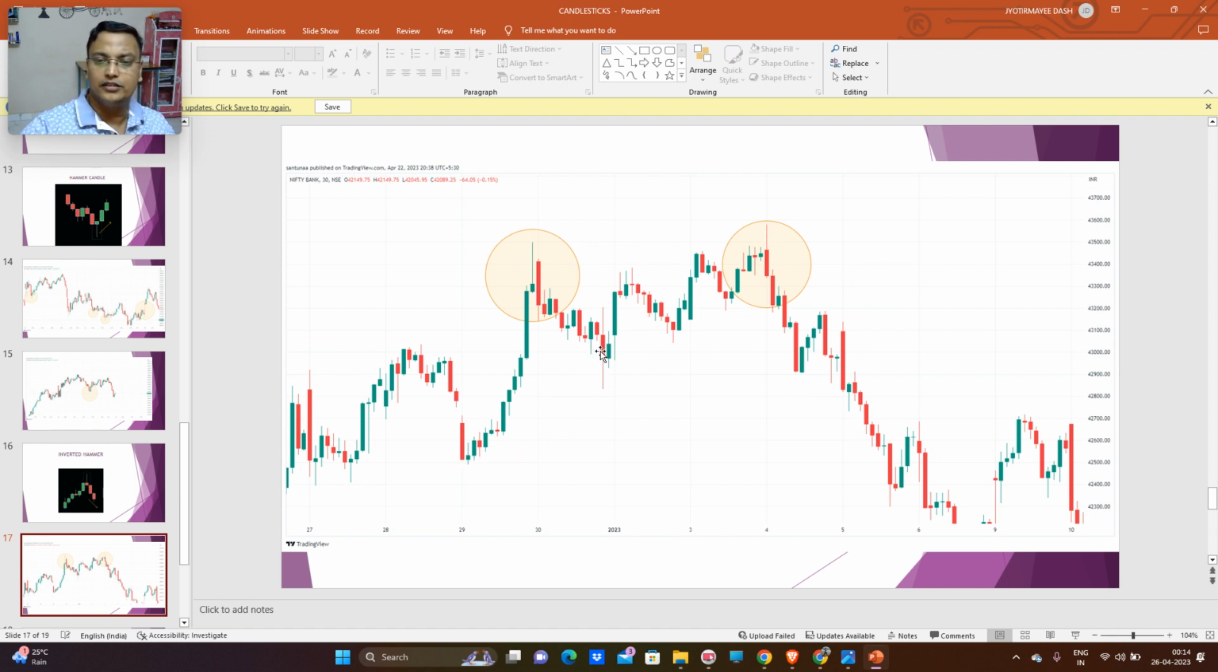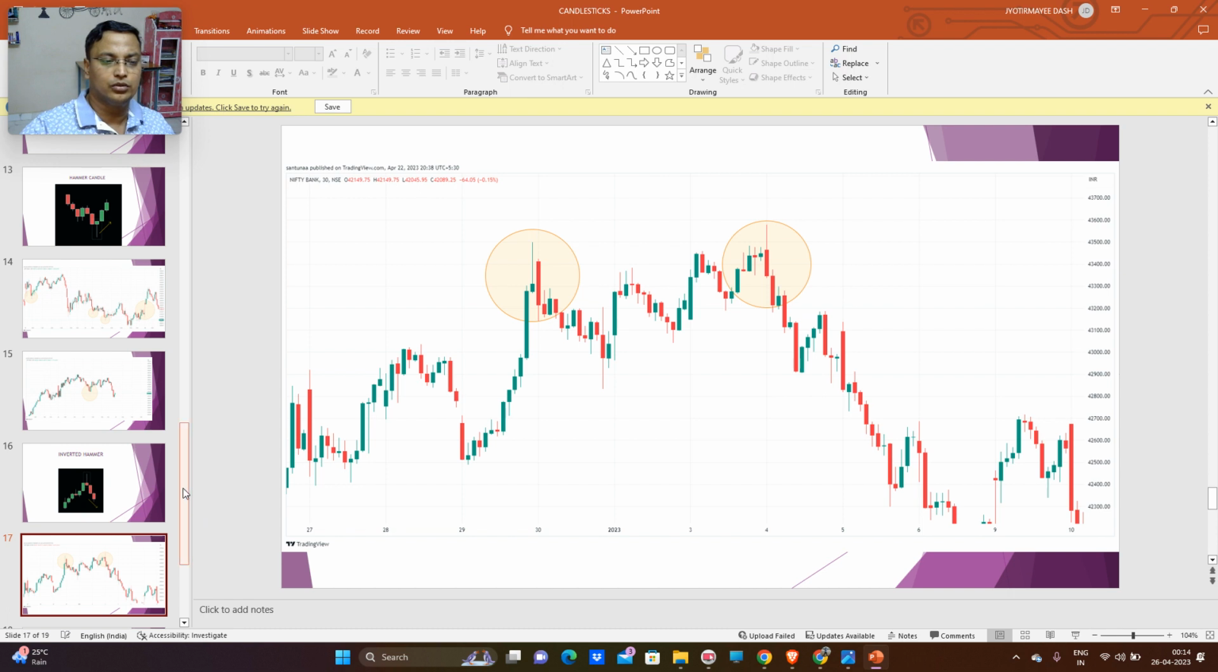Okay, and this is a pullback. Again, the prices went on increasing, but this is somewhat different. Look, at this price, the price was rejected. And this is not a small body hammer, but it looks like a hammer. And look after that how the price came down.